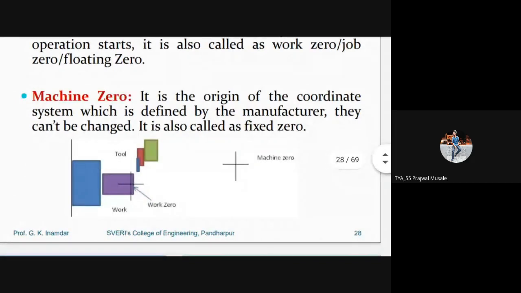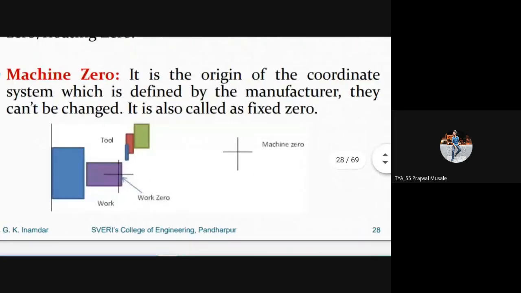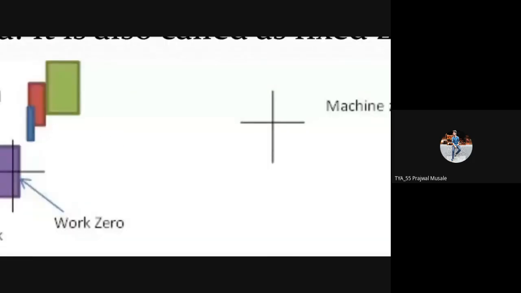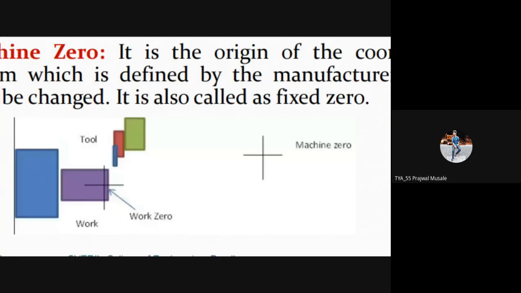Now machine zero is nothing but the extreme point of the tool movement. The tool will move maximum up to machine zero. The tool will not go outside this, it will not go outside the machine. This is nothing but the boundary of the tool. The end point on the boundary is the machine zero, and work zero is nothing but the starting point of the work. Very simple definitions.